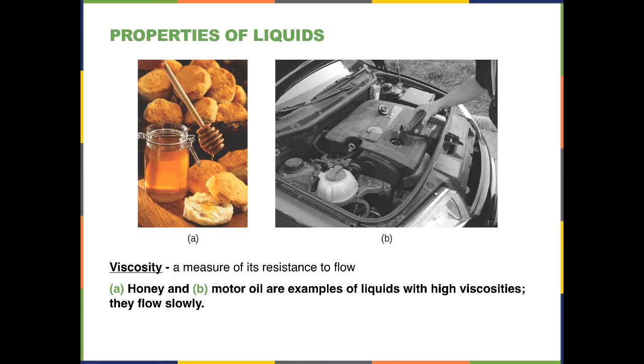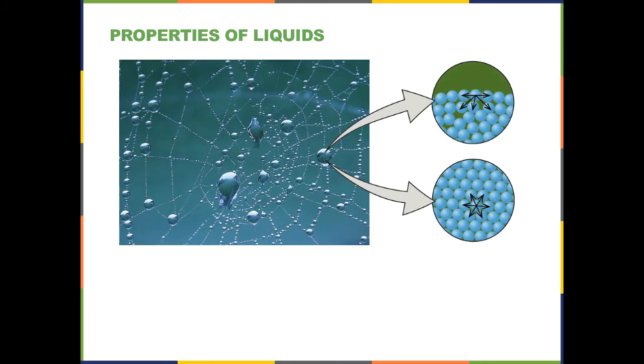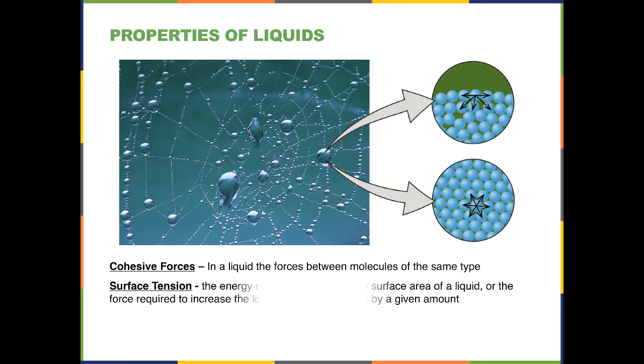Now, another property of liquids is something known as viscosity. And viscosity is the measure of a liquid's resistance to flow. Now, 2 examples of liquids that have a higher viscosity are honey and motor oil. And both of these, as you know, flow quite slowly depending on what you're comparing it to. But compared to, say, water or other more normal liquids, these two flow very slowly, which means they have a high viscosity. Another property of liquids is something known as surface tension.